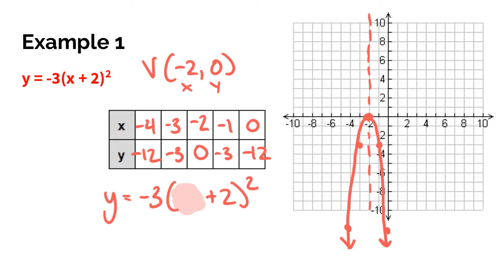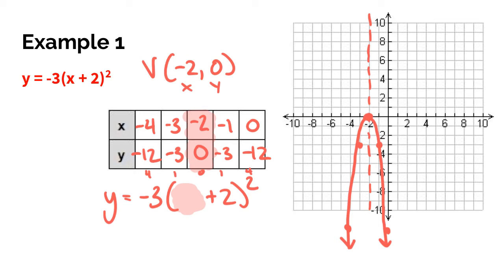All right, so my vertex would be at negative 2, 0. Then centering my values around that vertex, I would choose negative 4, negative 3, negative 1, 0. Inputting those into my function, I'm going to get negative 12, negative 3, and then negative 3 and negative 12. And notice that my graph is flipped upside down because of the negative. And then that 3 is going to stretch out the points. So again, compare that to the 4, 1, 0, 1, 4 that we had in that first problem.